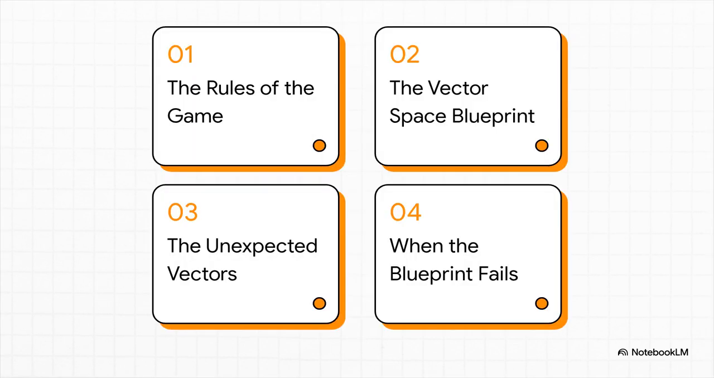So here's our game plan. We're going to start with the most basic idea. What are the rules of the game? From there, we'll build out the full vector space blueprint. Then we'll look at some really surprising examples of things that actually qualify as vectors. And finally, we'll see just how easily this whole structure can fall apart if you break even one tiny rule.